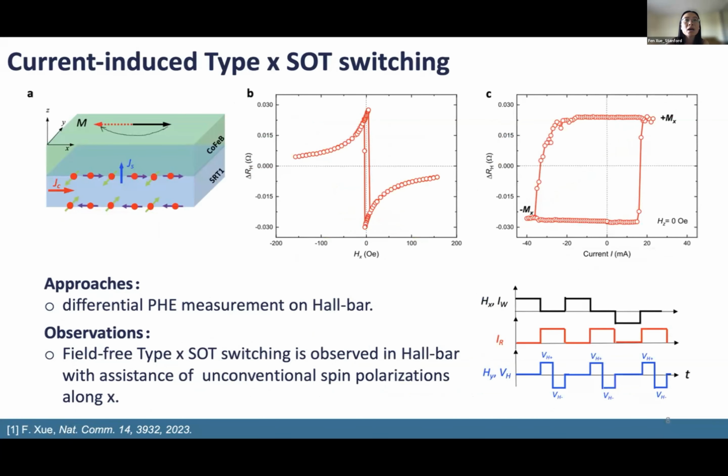X direction. Figure B is the RH loop and Figure C is the RI loop. And you see that the field-free type X SOT switching is observed in the Hall bar with the assistance of unconventional spin polarization along the X direction.